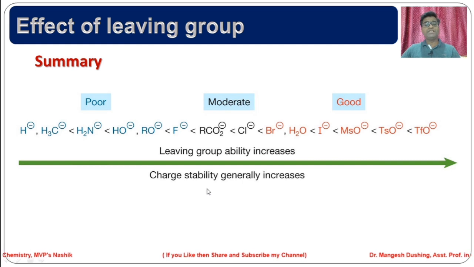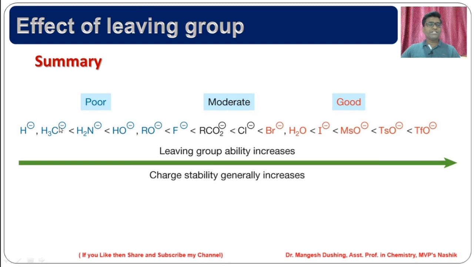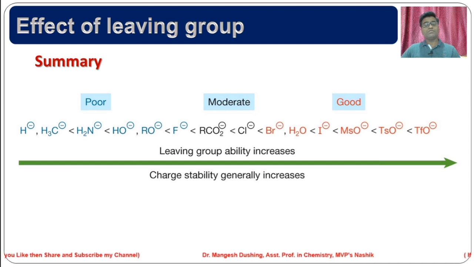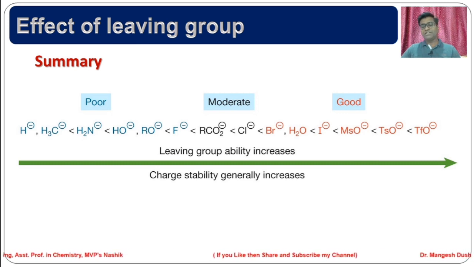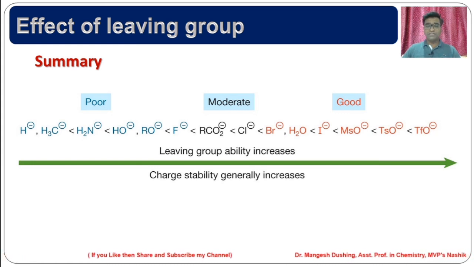Charge stability generally increases. For being a good leaving group, whatever charge is generated should be very stable. Minus I effect as well as minus R effect stabilizes this negative charge. If minus I and minus R are there, then that leaving group is very stable and will be a very good leaving group. In the case of mesylate, tosylate or triflate, the negative charge is very well stabilized by the minus I effect as well as the minus R effect. So those are good leaving groups.